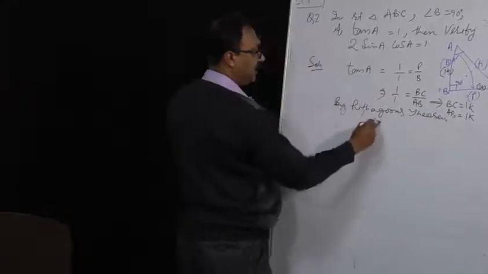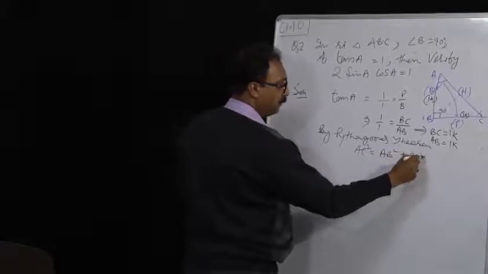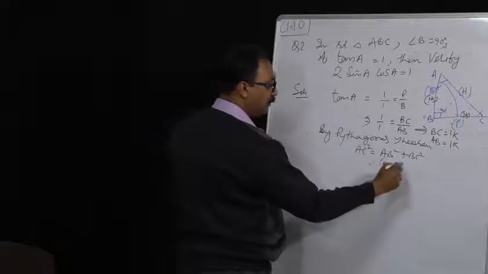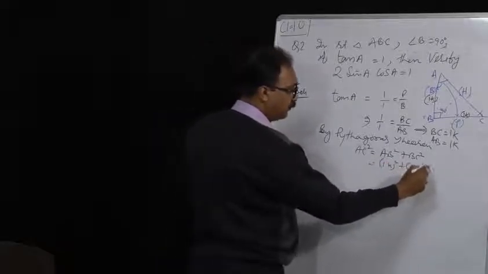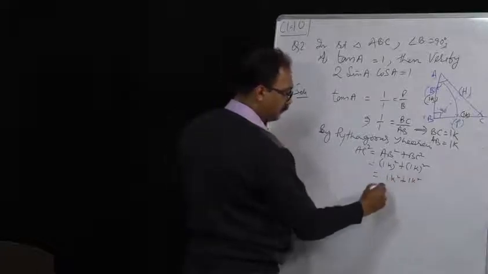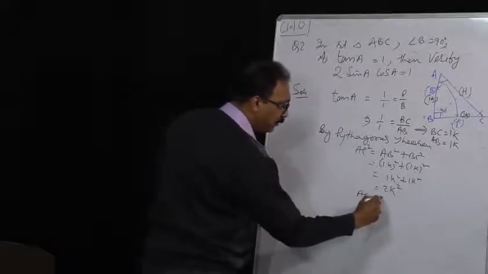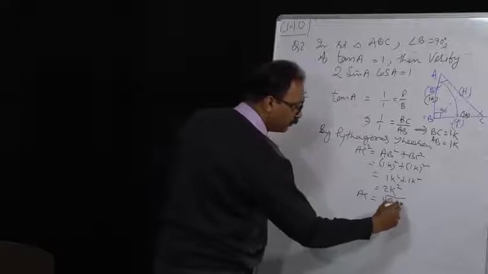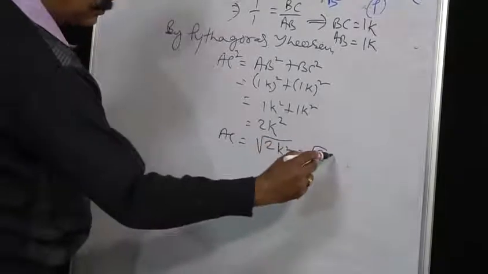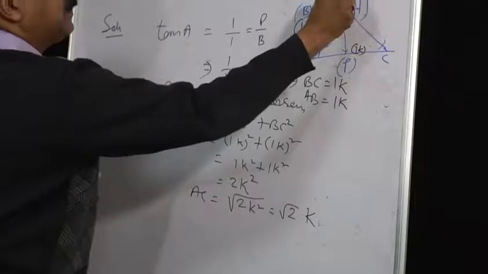what can you say? AC square is equal to AB square plus BC square. You can write any other name also. So it is (1K) whole square plus again (1K) whole square. It will be 1K square plus 1K square, which becomes 2K square. So if it is AC, how to find? Root 2K square. So it becomes root 2, we don't have it in square root, and K square, square root is K. So we got root 2 K. K is not under the root.